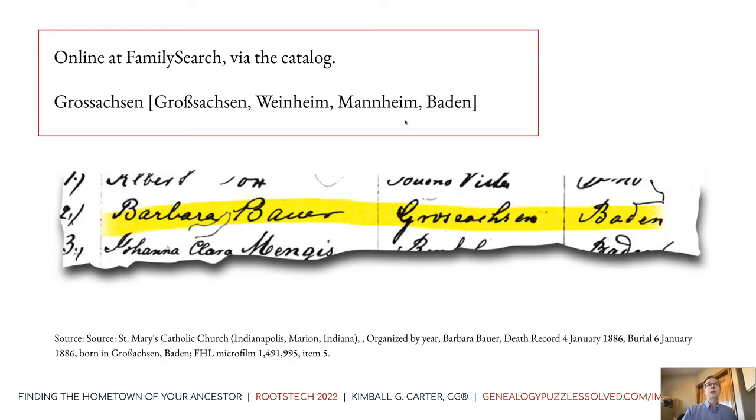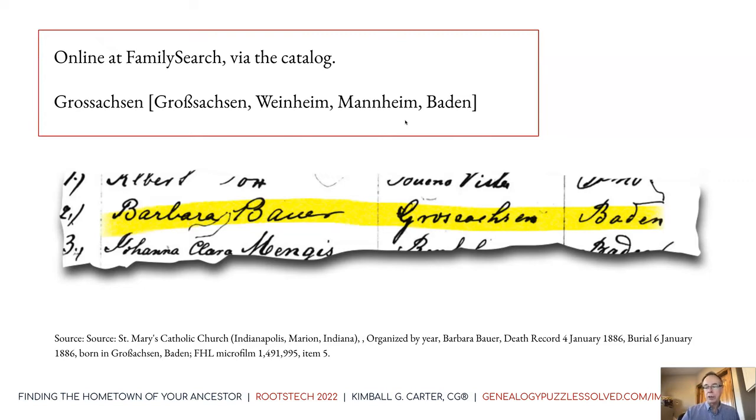Now this record was found online at FamilySearch via the catalog. So this is for Barbara Bauer, who was born in Großsachsen, Baden. This was found in St. Mary's Catholic Church in Indianapolis, Marion County. And the death record was 4th of January, 1886. She was buried the 6th of January. This record was really valuable. It does list her town, but the other records we'd seen from the family were from Leutershausen.